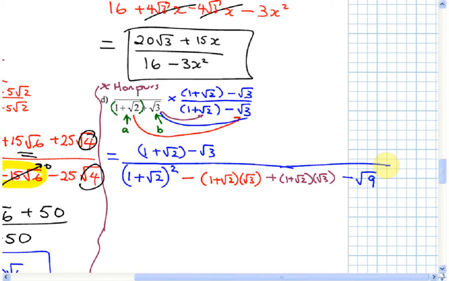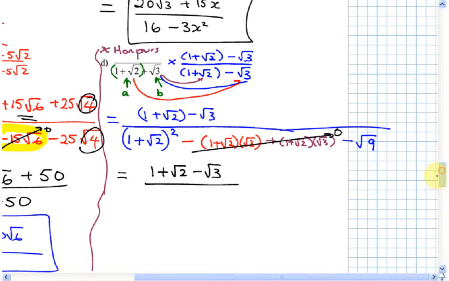Now, you might be thinking, Mr. Lee, this still looks pretty messy. You're right. But I hope you can see that the red term and the purple term are just negatives of each other. So when I combine them together, this becomes 0. So on the top, I have 1 plus root 2 minus root 3. And on the bottom here, I think I have this 1 plus root 2 all squared.